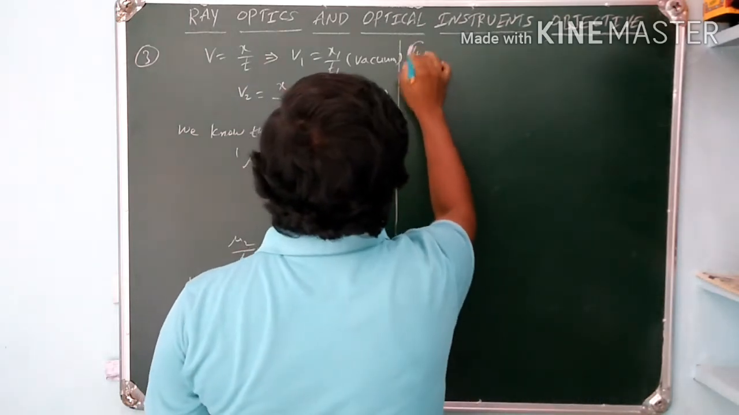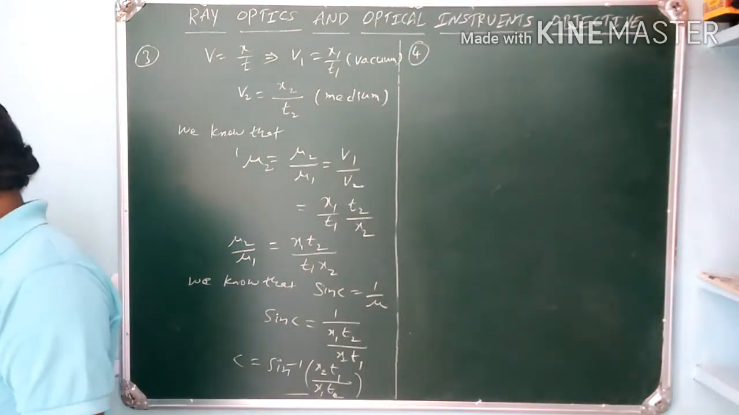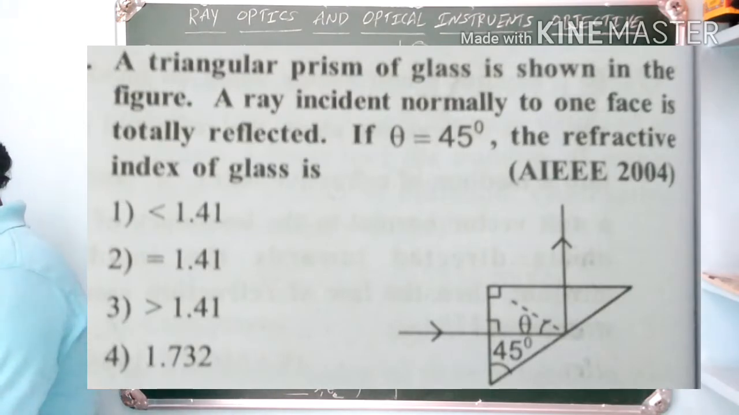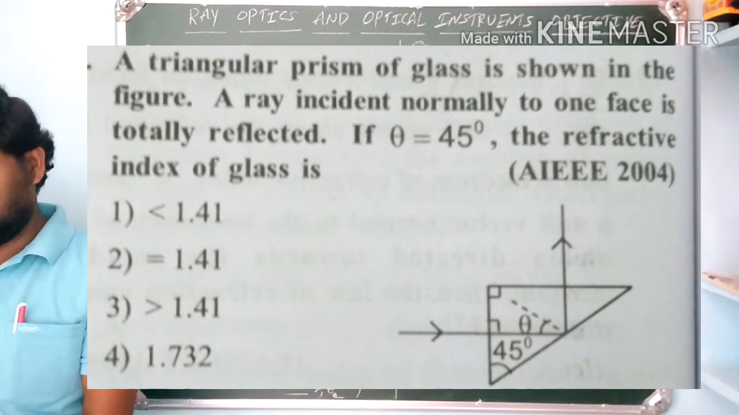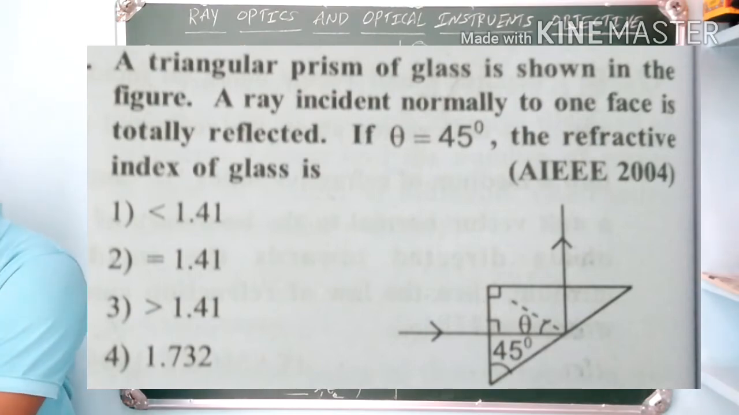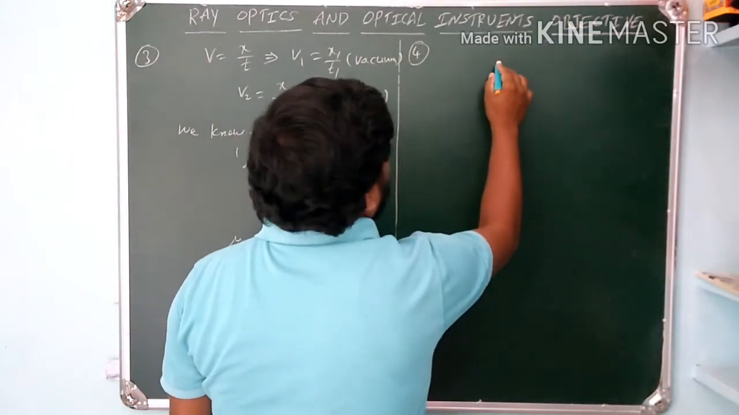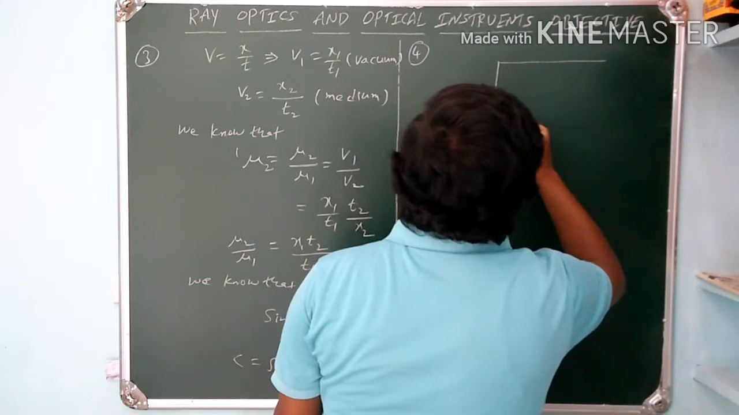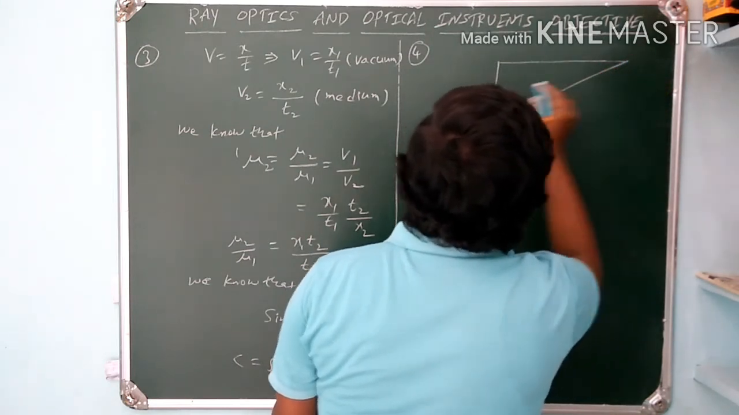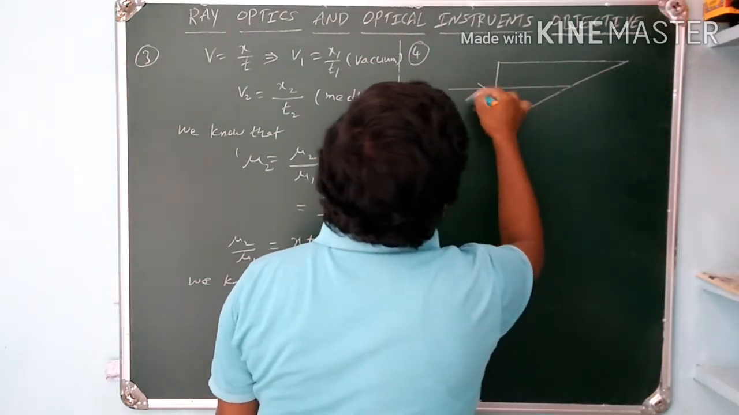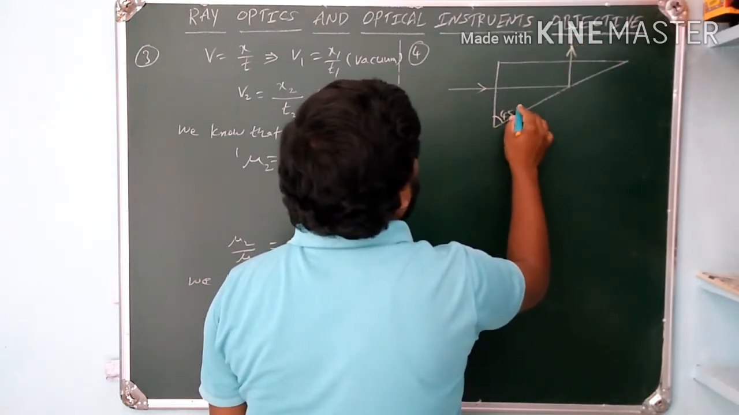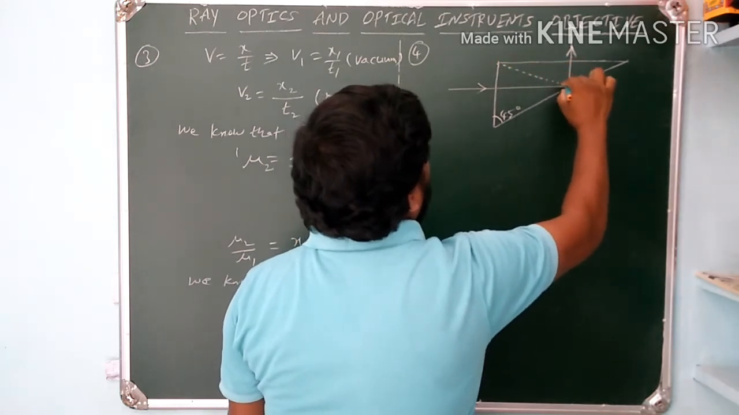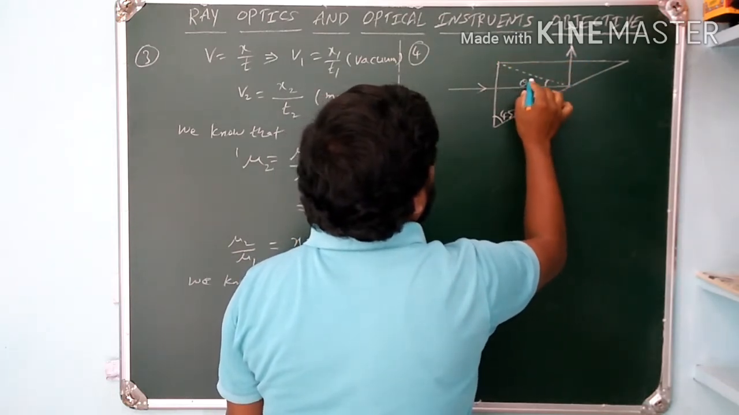Next one, fourth problem. The problem is like this. A triangular prism of glass is shown in the figure. A ray incident normally to one face is totally reflected. If theta equal to 45, the refractive index of glass is. Here they are taking the triangular prism. A light ray is going to be incident like this on one face, and it will be totally reflected. It makes an angle here of 45, and this angle is also theta equal to 45.